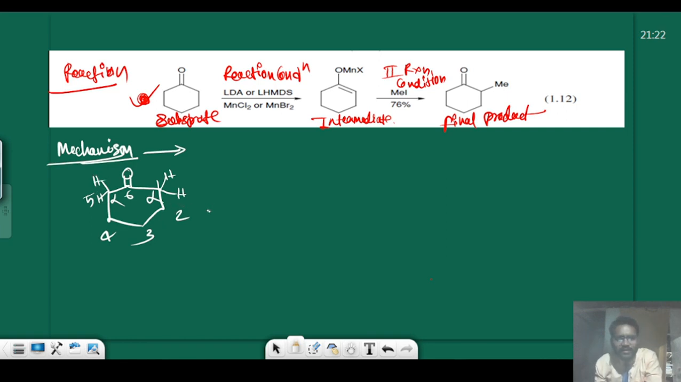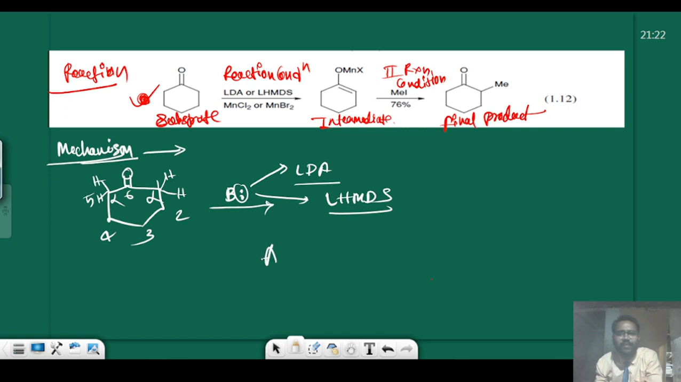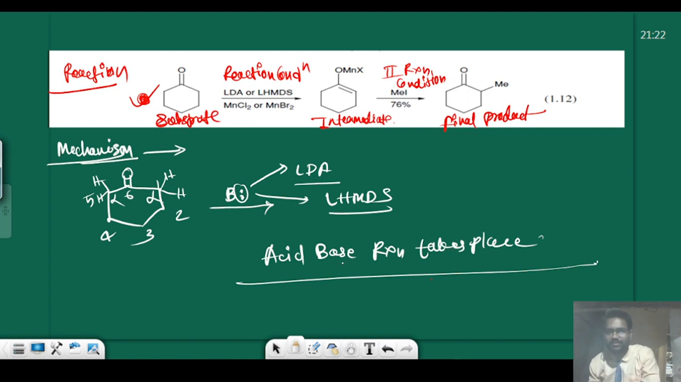We know that when this carbonyl compound, which has alpha hydrogens, is treated with a base like lithium diisopropylamide or lithium hexamethyldisilazide, simple acid base reaction takes place, because these alpha hydrogens are acidic in nature. When the base abstracts a proton, there is a formation of an anion on this particular carbon, and this anion is stabilized through the electron withdrawing group. Let us discuss the mechanism of this particular example.